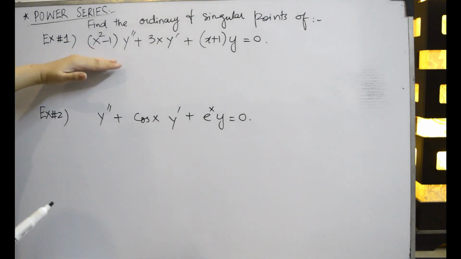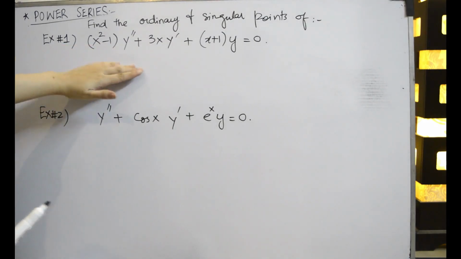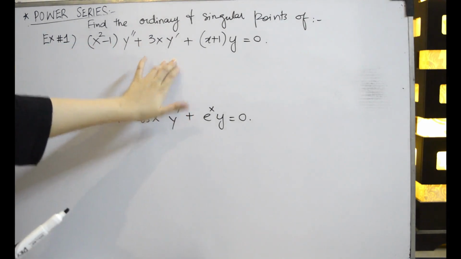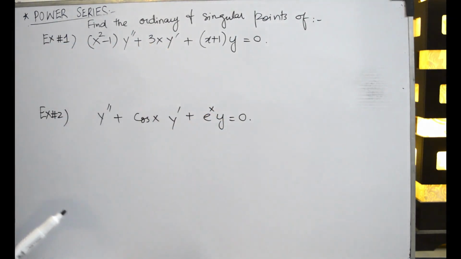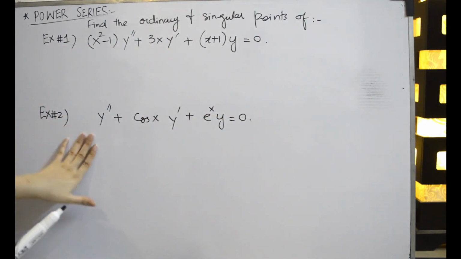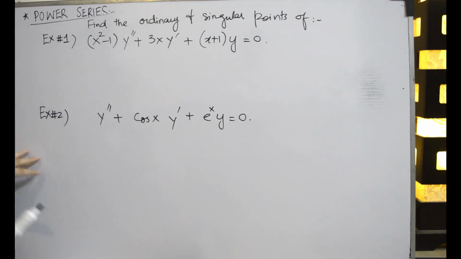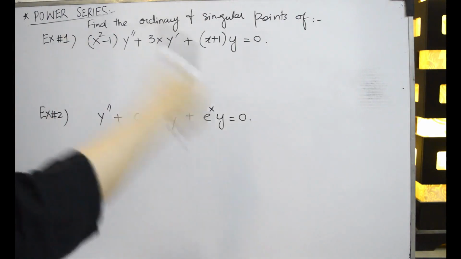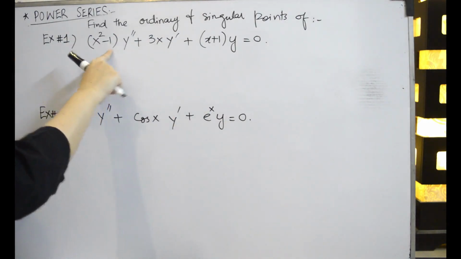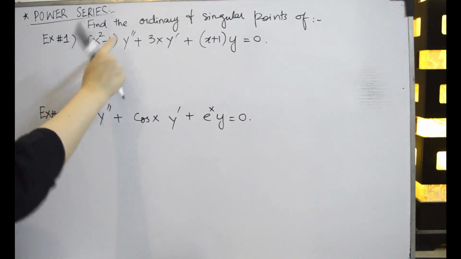So here the equation is x square minus 1 into y double dash plus 3 into x y dash plus x plus 1 into y equals 0. The second example we will come to later on. So first, we have to convert it into the standard form. For standard form, you have to divide by the leading coefficient. Here the leading coefficient function is x square minus 1.